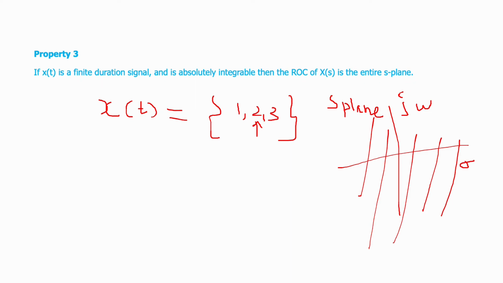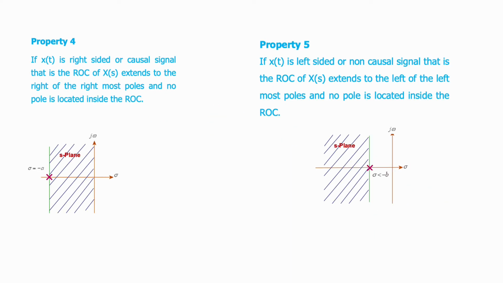Then property 4 is: if x of t is a right-sided or causal signal. All of you know what is meant by a causal signal: x of t is equal to 0 for t less than 0. If x of t is a right-sided sequence, for example, the sequence is like this. This is x of t, this is t, this is u of t. All of you know this very well. This is called a right-sided signal or causal signal.